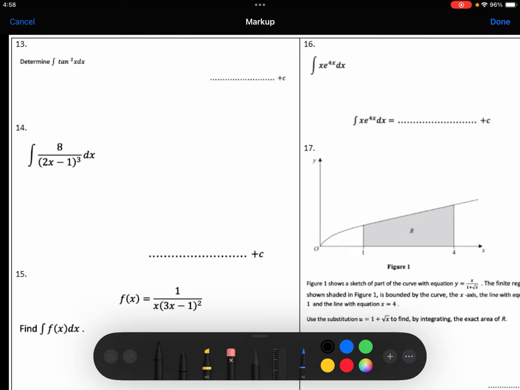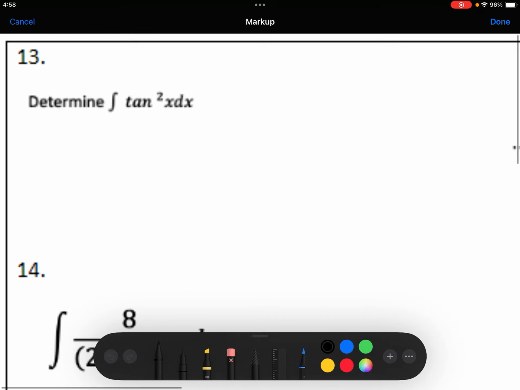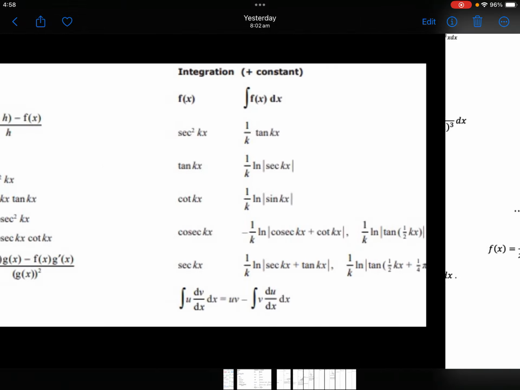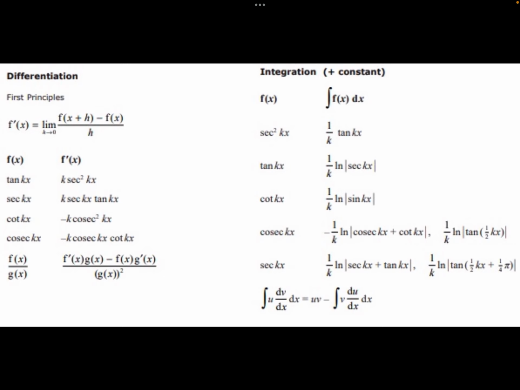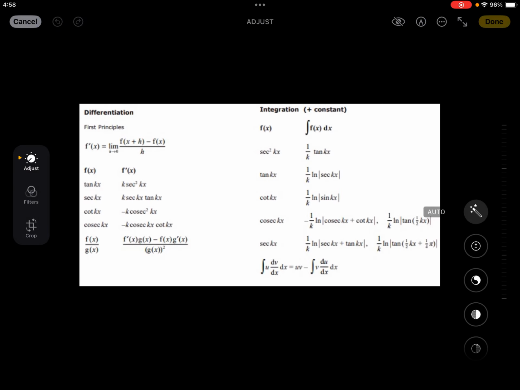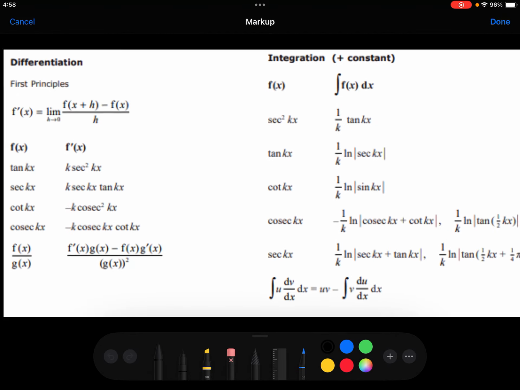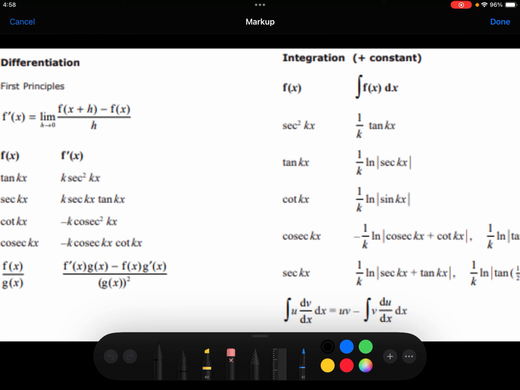So question 13, we need to integrate tan squared x with respect to x. So let's look at our formula book here. We're looking for the integral of tan squared, and it's not there. We don't know what tan squared integrates to give. So now I'm thinking about a trigonometric identity that involves tan squared that will allow me to turn it into something that is here.